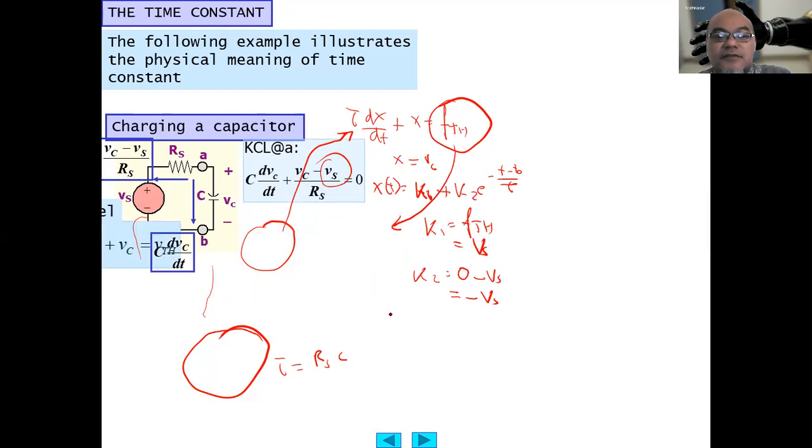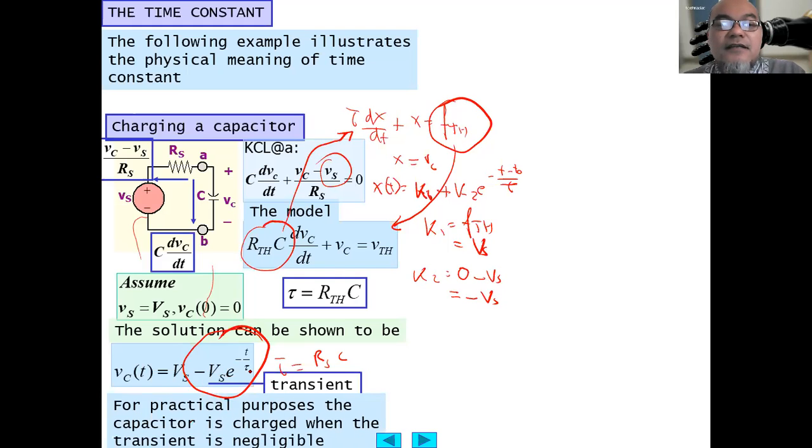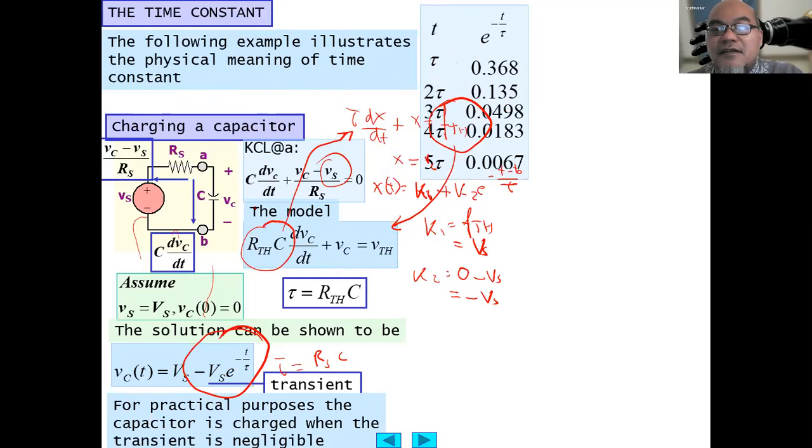So this becomes Vs minus 0.368 Vs, so the Vc(t) becomes 0.632 Vs. Then when t approaches infinity, this value approaches 0, so Vc(t) becomes Vs, the value of the constant voltage source. This is already explained here.